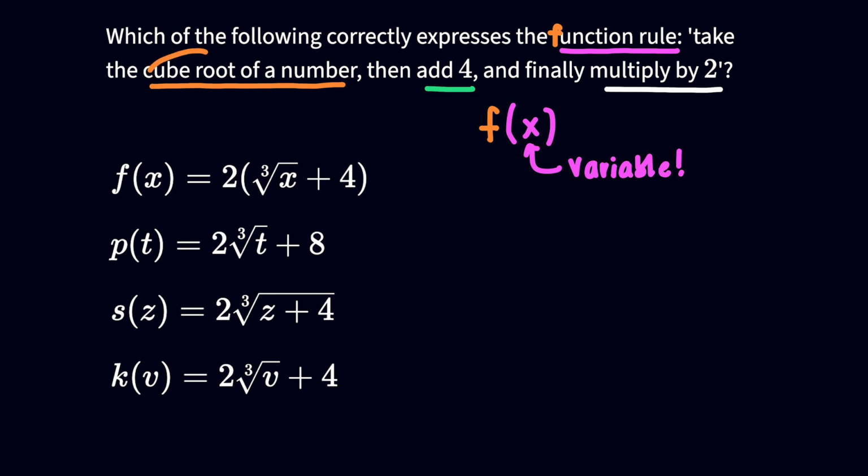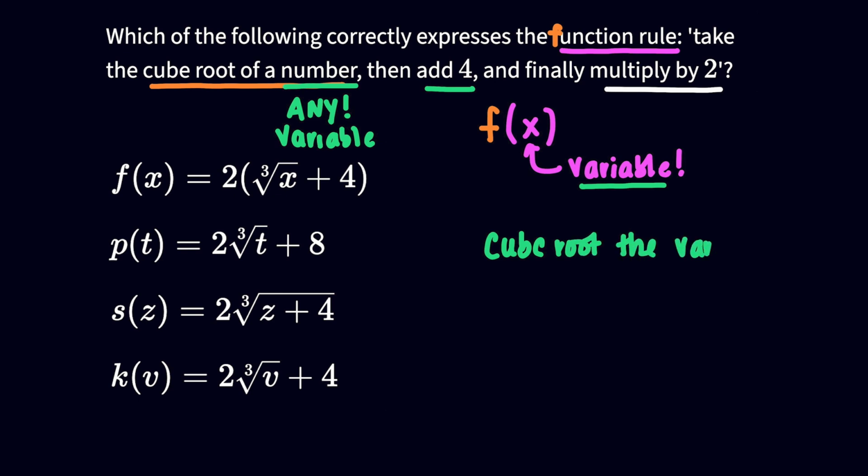We want to take the cube root of a number, right? And the idea here is that it's any number. Could be 1, could be 2, could be 3, could be 4, could be whatever, right? So how do we represent multiple numbers? The variable. The variable is the number. So what we're doing basically is we are cube rooting the variable. Okay, so let's just write that down.